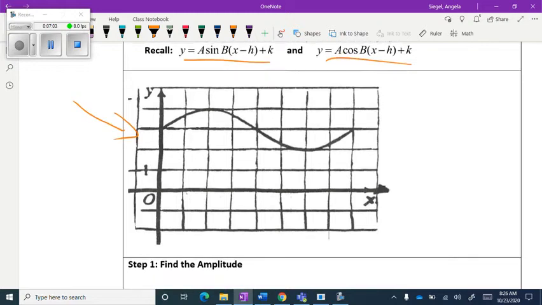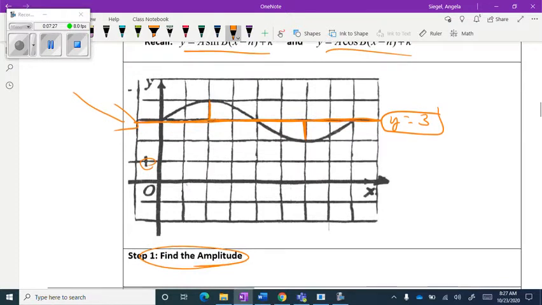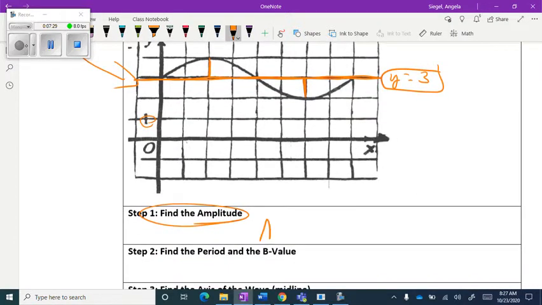So the first thing we're going to do is find the amplitude. And the thing that's sticking out at me is that the axis of wave equation is no longer at y equals 0. It's going to be y equals 3. So I know it's been shifted up. To find the amplitude, how far up and how far down does it go? It's going to be 1. So our A is going to be equal to 1.